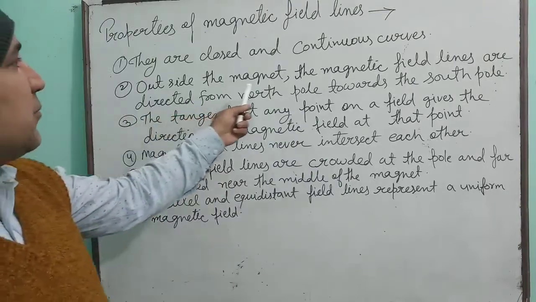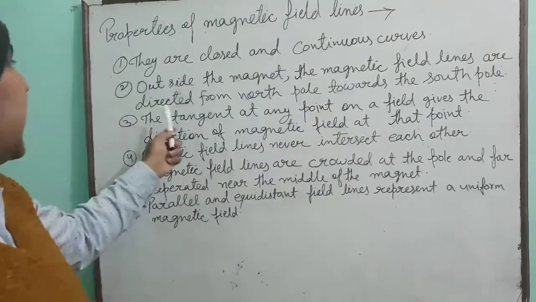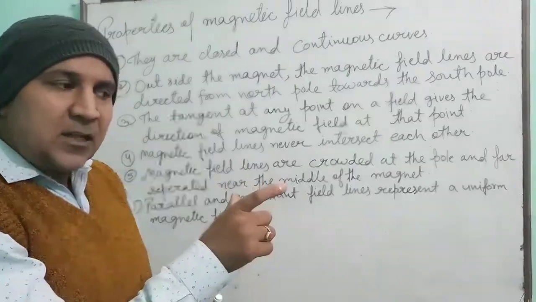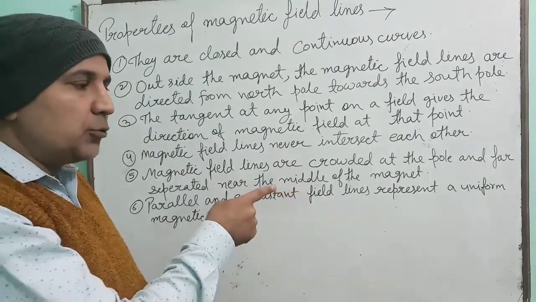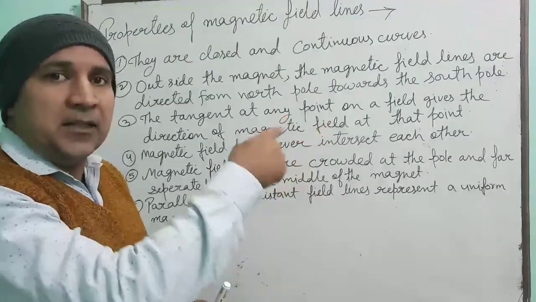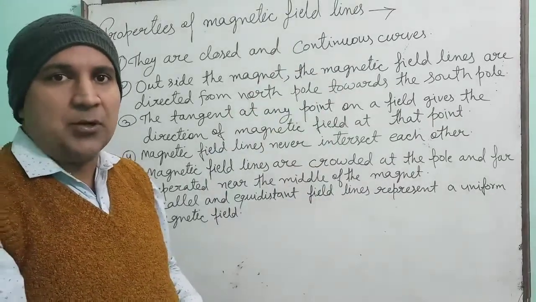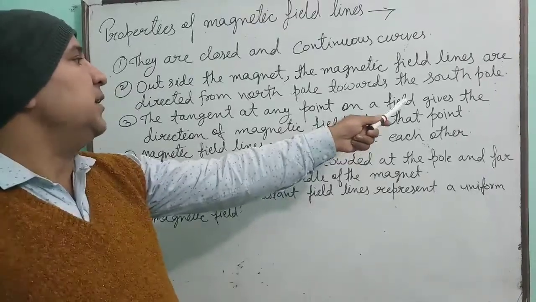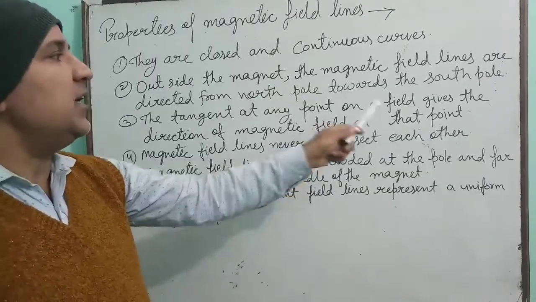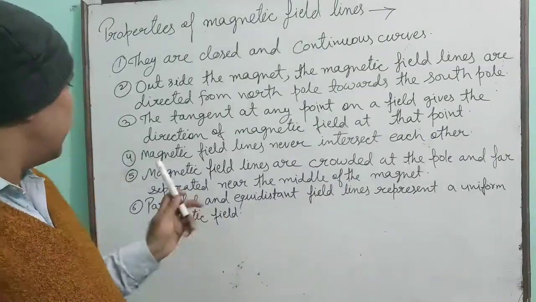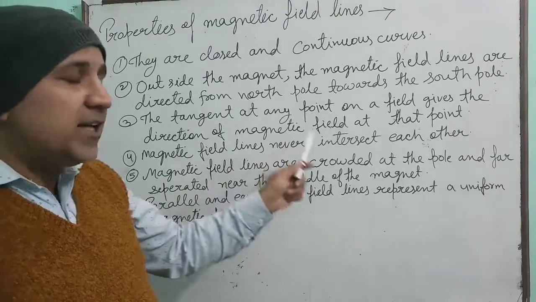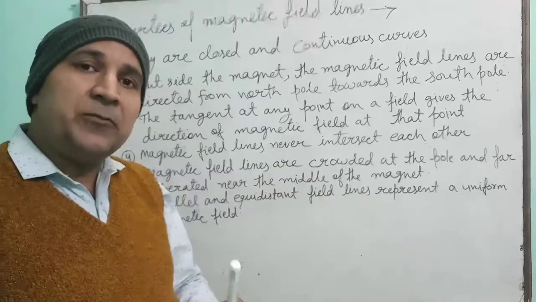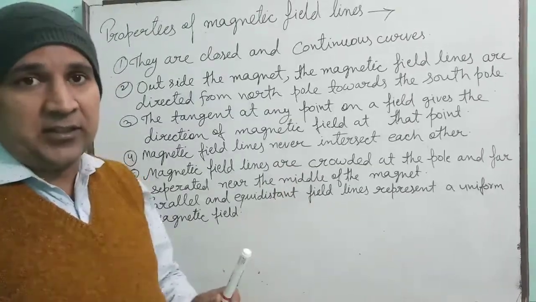Second, outside the magnet, the magnetic field lines are directed from the north pole towards the south pole. Inside the magnet, the direction of the magnetic field is south to north, but outside the magnet, the direction of the field is north to south. Third point is, the tangent at any point on a field line gives the direction of the magnetic field at that point. The fourth point is, the magnetic field lines never intersect each other. Very important point, you have to learn it. The magnetic field lines will never intersect each other.